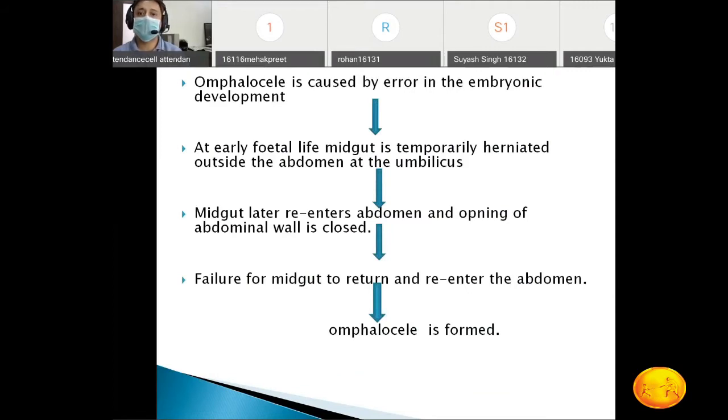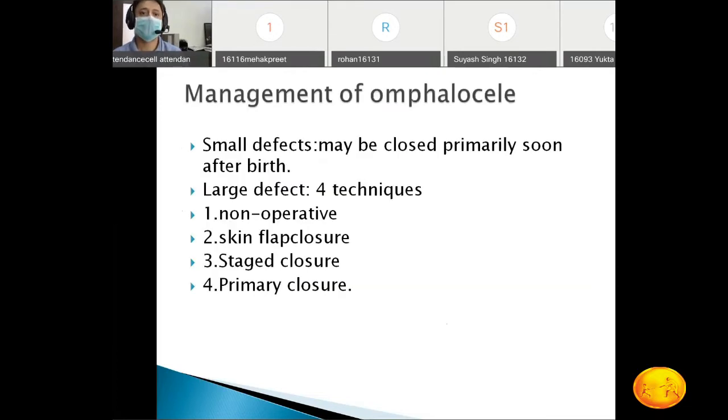Omphalocele is caused by an error in embryonic development. In early fetal life, the midgut is temporarily herniated outside the abdomen at the umbilicus. The midgut later re-enters the abdomen and the opening of the abdominal wall is closed. The failure of the midgut to return and re-enter the abdomen leads to omphalocele.